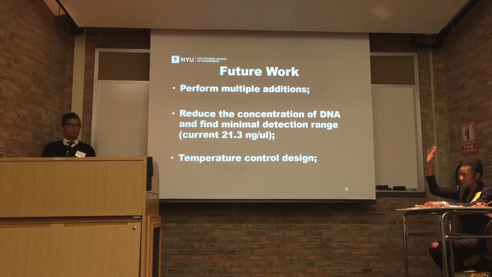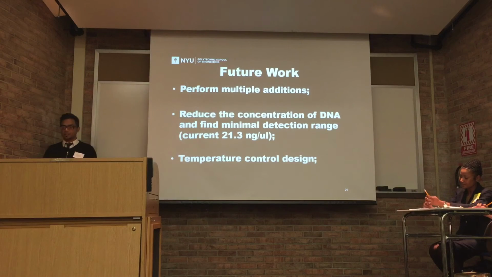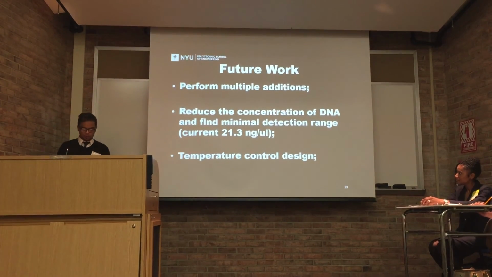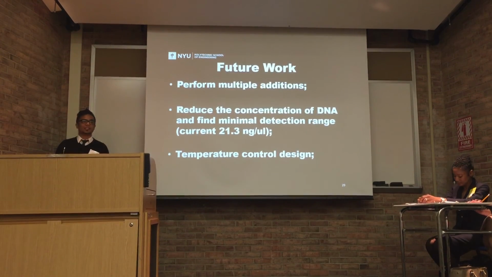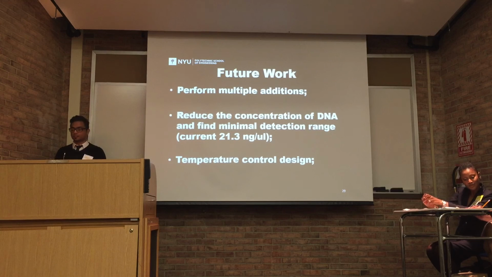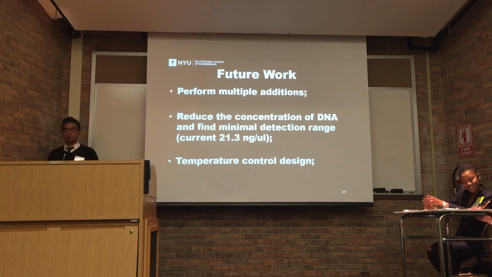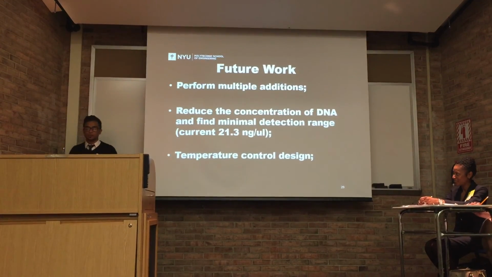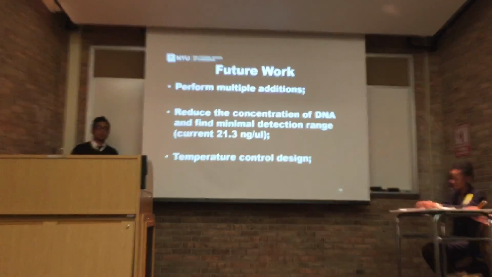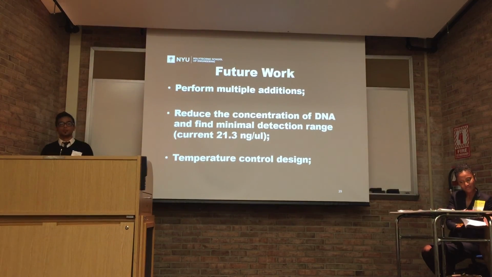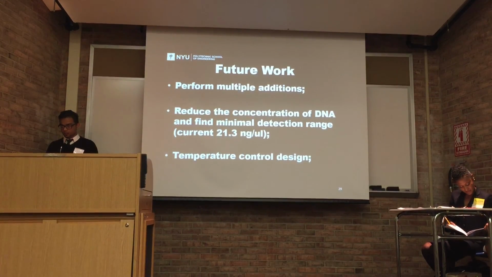So in our future work, as I mentioned earlier, we would like to do more additions of dNTPs. It's just that the temperature conditions and the environment design are very difficult to achieve. And currently we are using 21.3 nanograms per microliter concentration of DNA, and we would like to go down further to optimize our results. And that's it.